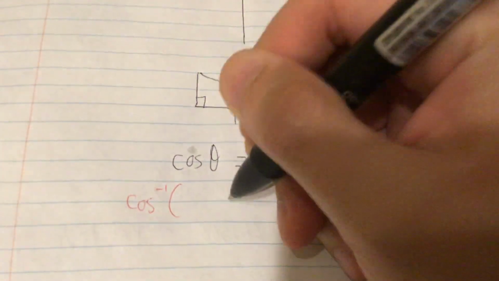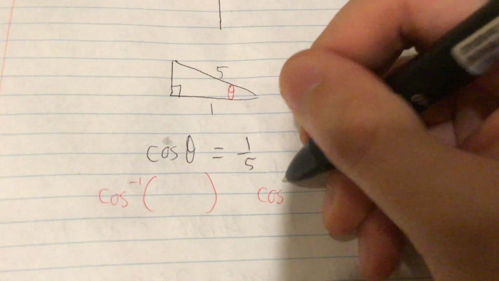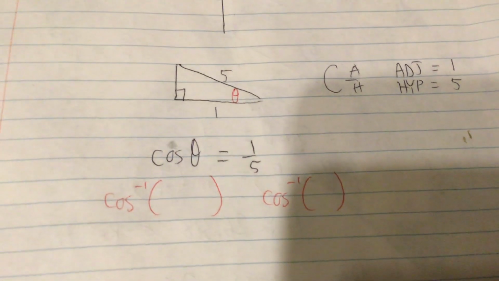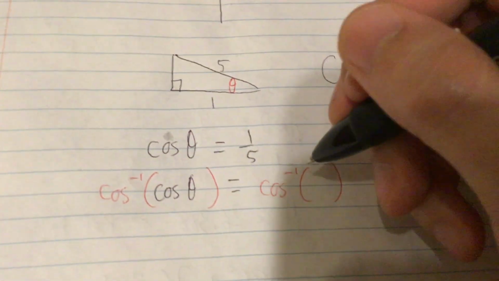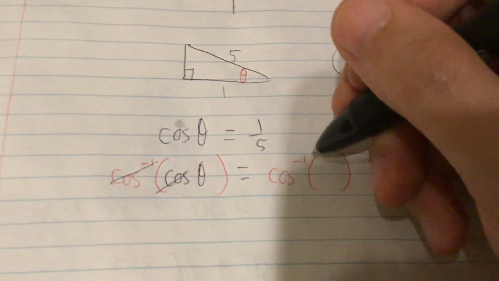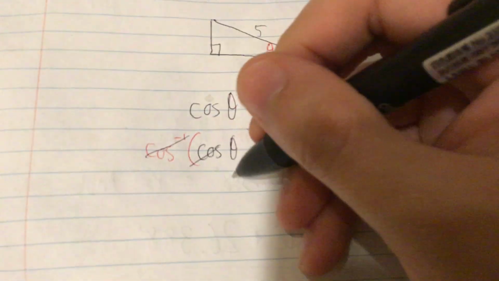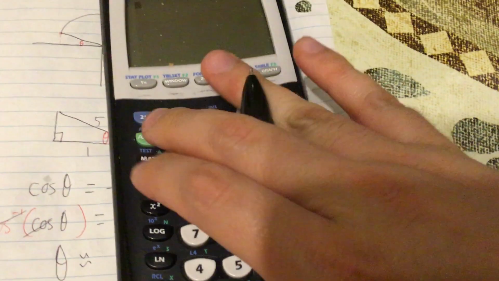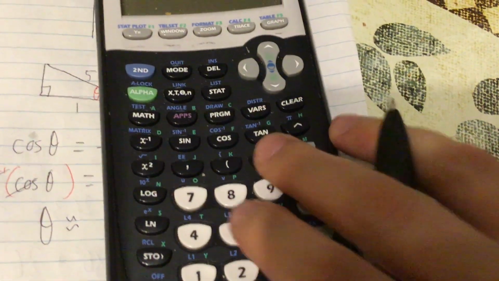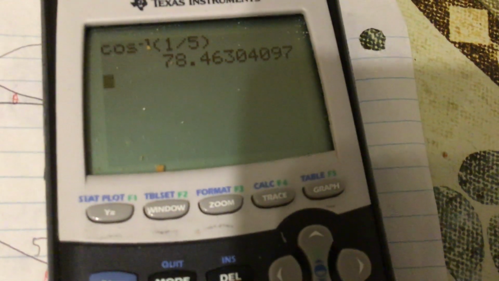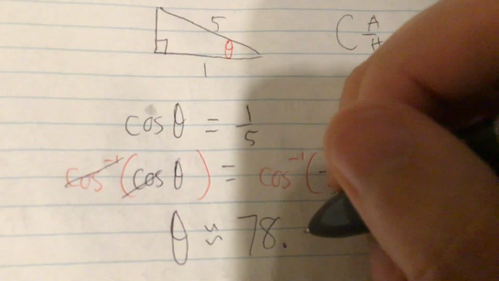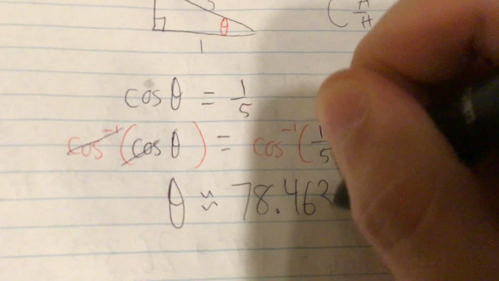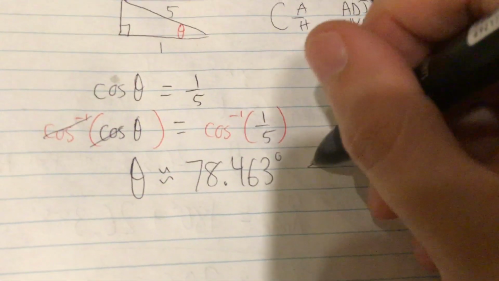I'm going to apply cosine inverse on both sides of the equation. Because now I get cosine inverse of cosine of theta, well that cancels out, is equal to the cosine inverse of 1/5. So if I take the cosine inverse of 1/5, that is 78.463 degrees. But that's only the reference angle.